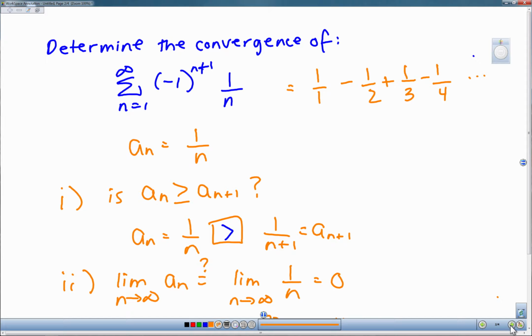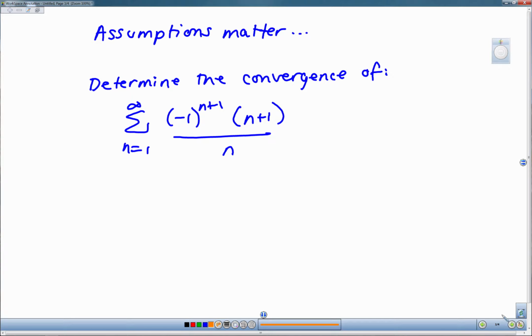All right, let's take a look at another example here before we start getting a little spicier. This one is just to drive home the importance that assumptions do matter. Assumptions matter. So let's determine the convergence of this beautiful looking series. What I want us to do is get in the habit of immediately trying to identify what our a sub n is, which in this case is n plus 1 over n.